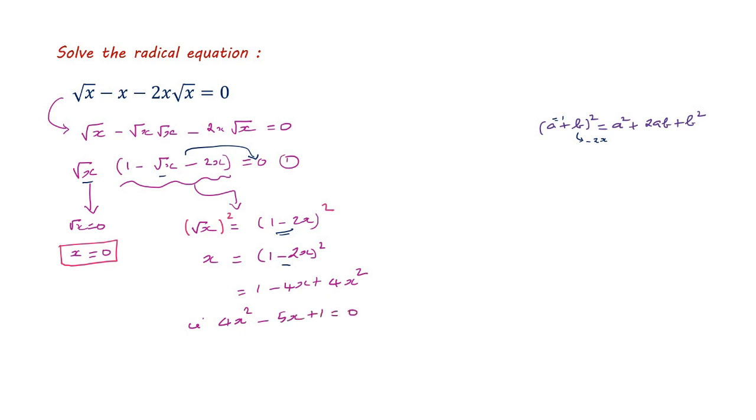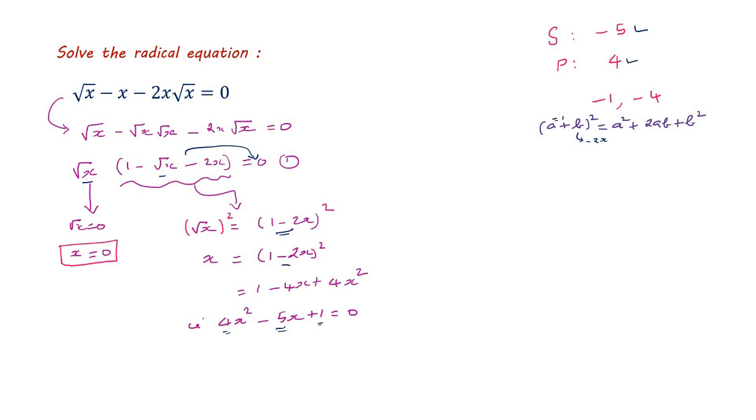You can solve by factorizing. That means you will have to find two numbers whose sum is minus 5 and whose product is 4. 1 into 4 is 4. So the product of the two numbers should be plus 4 and the sum should be minus 5. Indeed, there are two such numbers, minus 1 and minus 4. So minus 1 and minus 4, the sum is minus 5, and the product is 4.